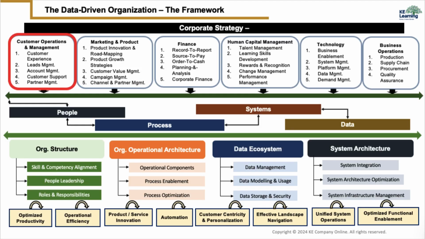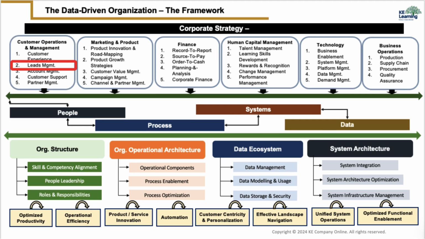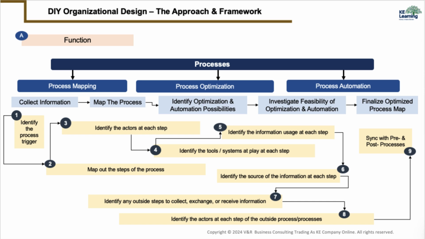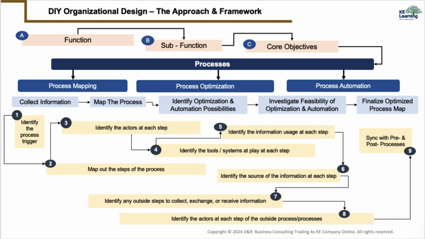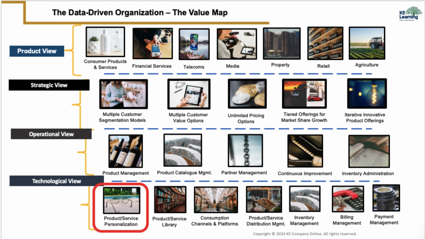For example, if we take the customer management and operations function as an example, and then take the leads management sub-function as an example, then we'd have to develop the process component with the core objectives of leads management as input. These objectives would form somewhat of a guiding light to the activity of mapping, optimizing, and automating processes for this particular sub-function. For example, using our data-driven value map as a guide, product and service personalization would be a key objective for leads management, because potential customers are likely to convert to monetization if they feel the service or product closely matches their needs and what they are particularly looking for.